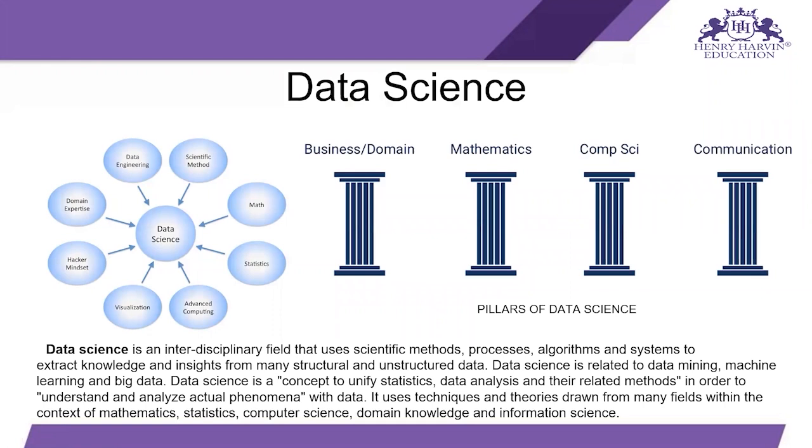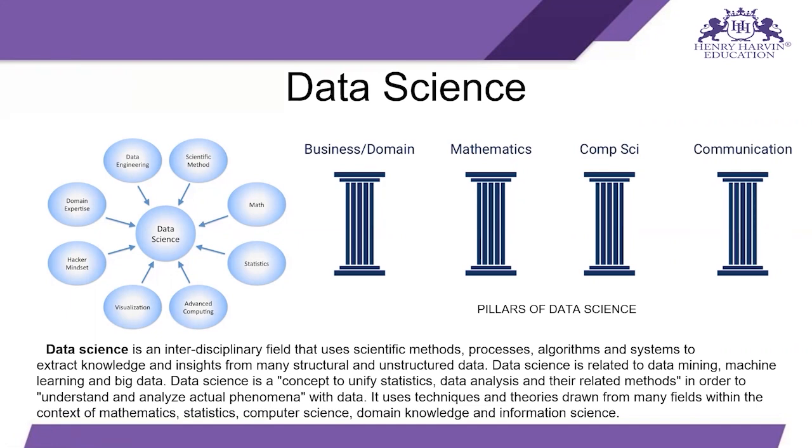As you see in the left diagram, here you see some domains like data engineering, scientific method, math, statistics, advanced computing, visualization, hacker mindset, and domain expertise. By combining all these fields and domains, we get the full package of data science. If an employee knows all these 8 domains, then we can say that employee is perfect for a data science job. So if you want to come into the field of data science, you have to know about these domains.